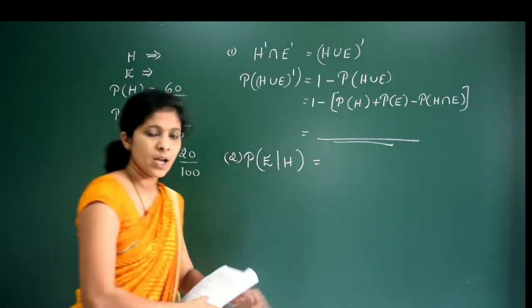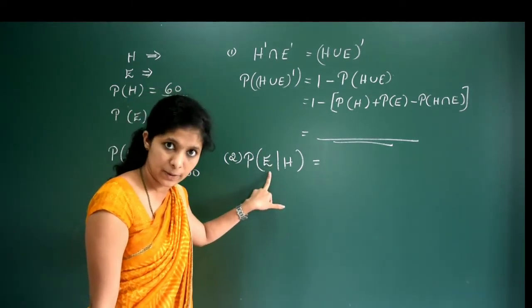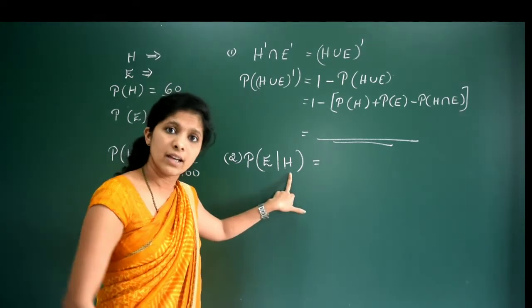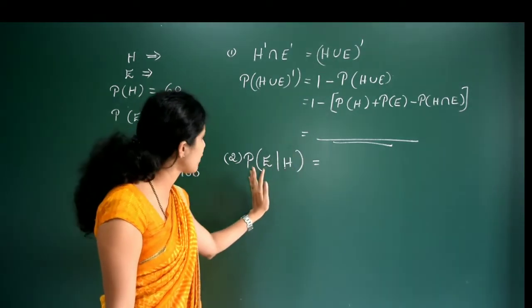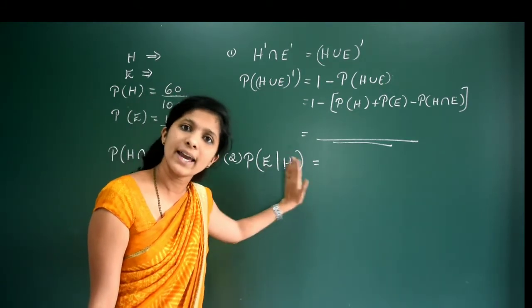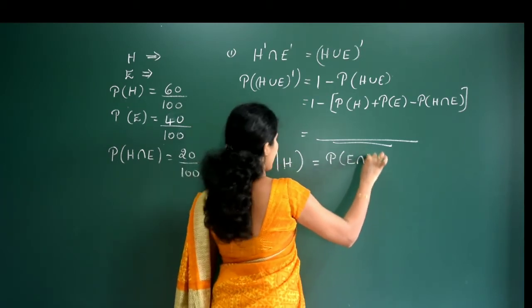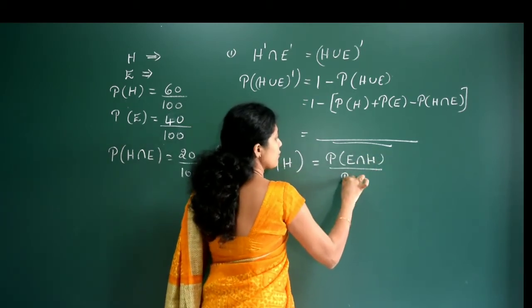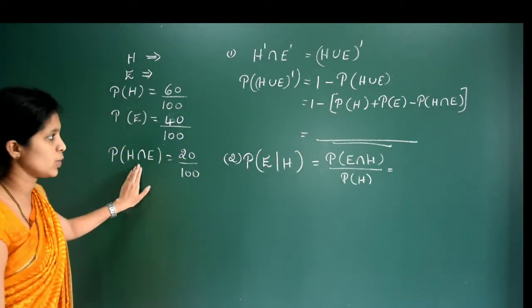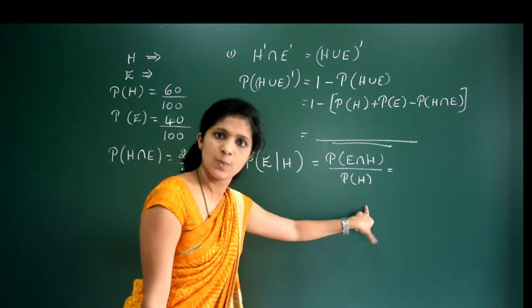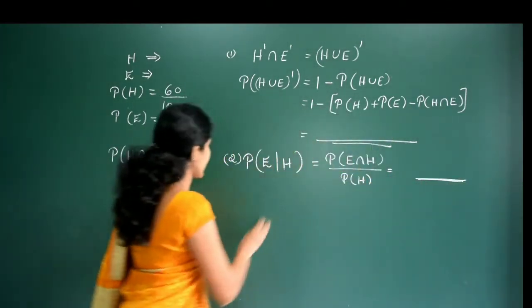Is it clear? You are finding the probability that the girl is reading English newspaper, but already she is reading Hindi newspaper. So that means this event is done. So you have to find probability of E by H. So this will be equal to P of E intersection H divided by P of H. Anyway, the value of P of E intersection H is known and probability of H is also known, and just substitute so that you will get the answer. Okay, that is the second one.